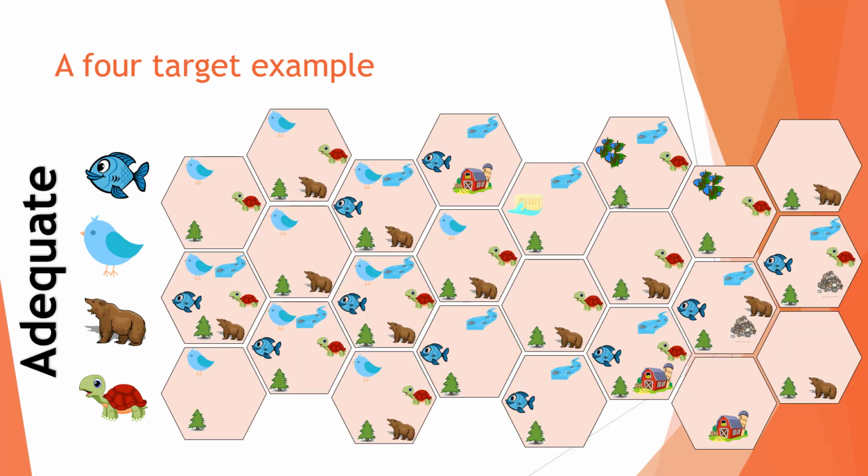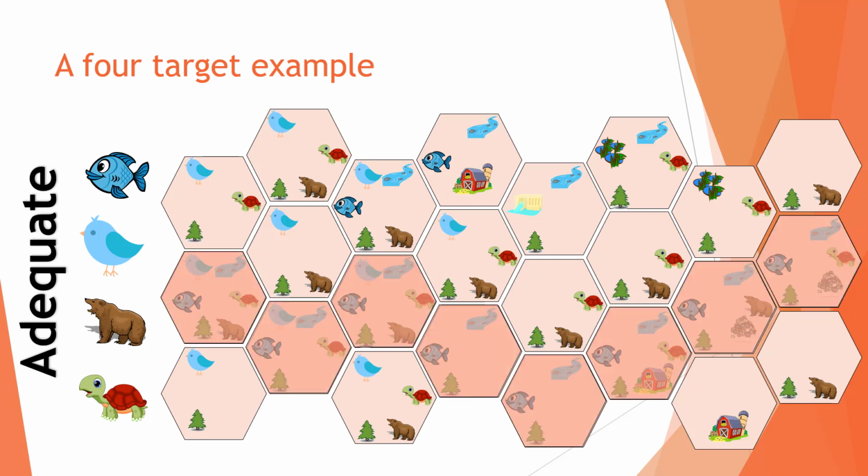So now consider an example with 4 targets. You can see that it becomes a much more complex planning situation. Recall that adequate means that we need enough of each species and habitat type to ensure their long-term success. Here, we should also consider potential impacts from stresses such as land use and land use change and climate change.